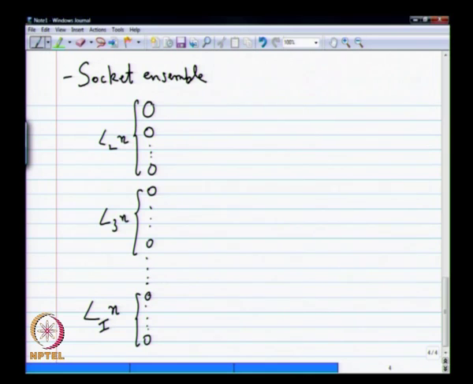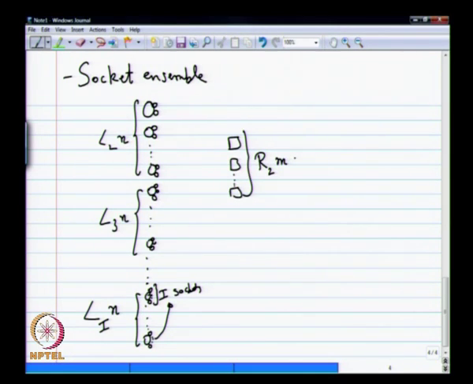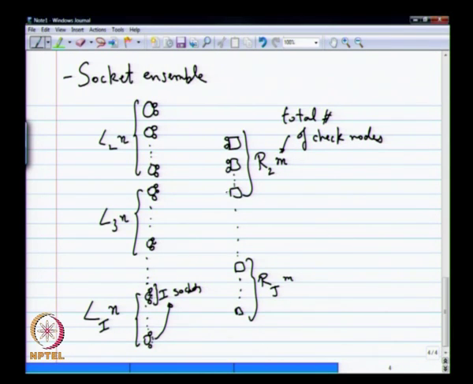So what can I do? I can put 2 sockets in each of these nodes, then 3 sockets in each of these nodes, until I put I sockets in each of these nodes. Now the same thing I can do for the check nodes also. There is going to be R2 m, where m is the number of check nodes, it is not n. So likewise all the way down to R capital J m, and I would put 2 sockets here, and J sockets here.